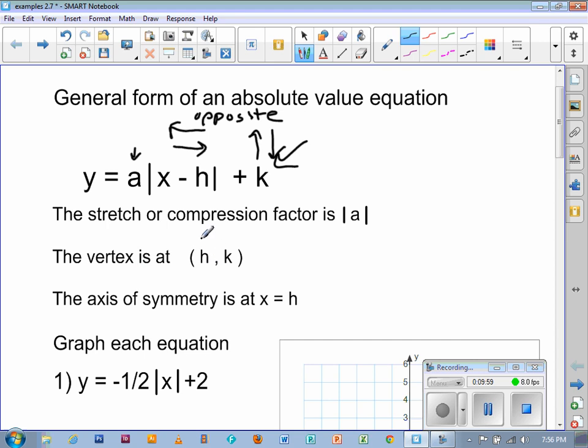The vertex, we always call the vertex h and k, and we will always continue to do that throughout this course. Common variables for those. And the axis of symmetry is simply x equals whatever the h value is. That's that vertical line that goes through the middle of your V.